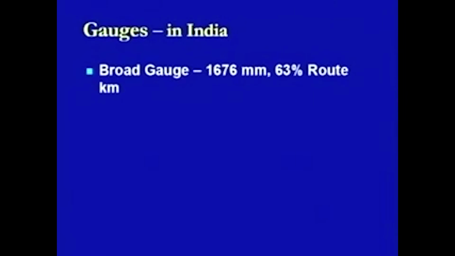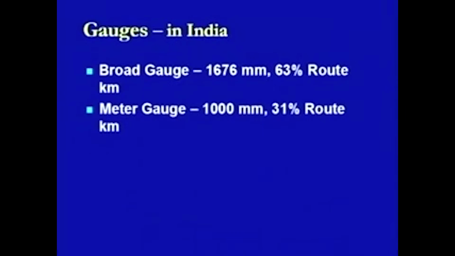In India, we have provided broad gauge. The broad gauge is provided on 63% of the route kilometers, and the clear dimension between the rail sections is 1676 mm. The clear dimension of 1524 mm, adopted in some other countries, is not adopted in India. Another gauge used in India is the meter gauge, where the clear distance is 1000 mm, and this has been provided in 31% of the route kilometers of the railway network in India.